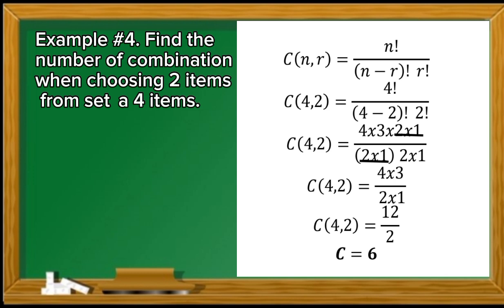So equals 4 factorial over 4 minus 2 factorial times 2 factorial. So we are going to cancel out the 2 times 1 over 2 times 1. So what remains is 4 times 3 over 2 times 1. Why did it become 2 times 1? Because 4 minus 2 is equal to 2 factorial. So 4 times 3 is equal to 12 and 2 times 1 is equal to 2, and 12 divided by 2 is equal to 6. Therefore, the combination taken R at a time is equal to 6.